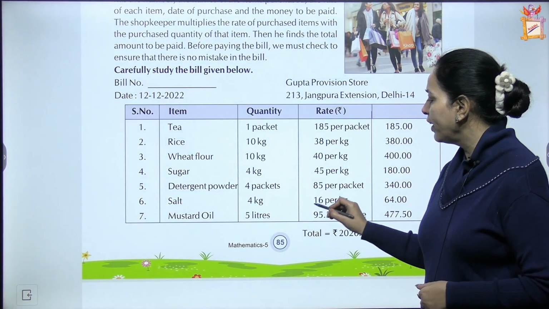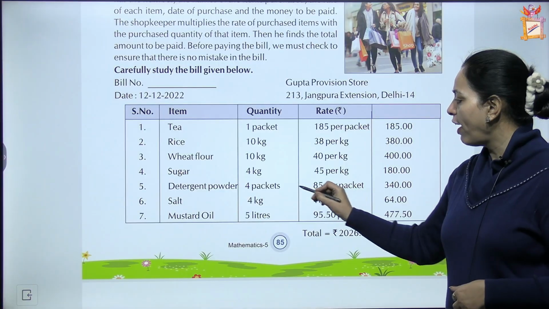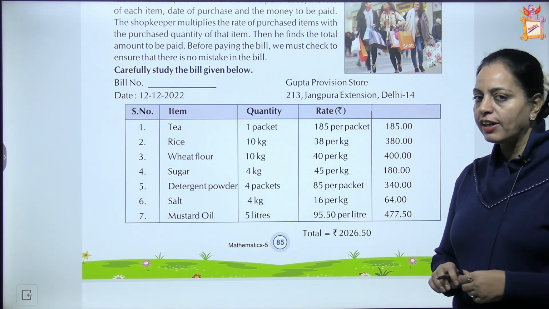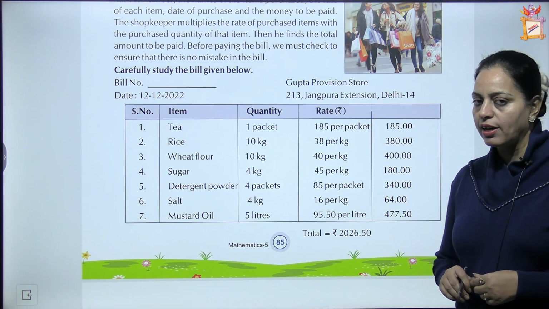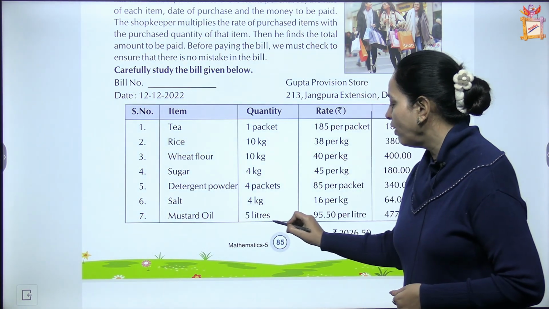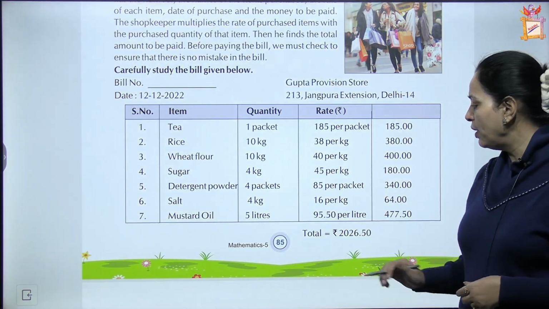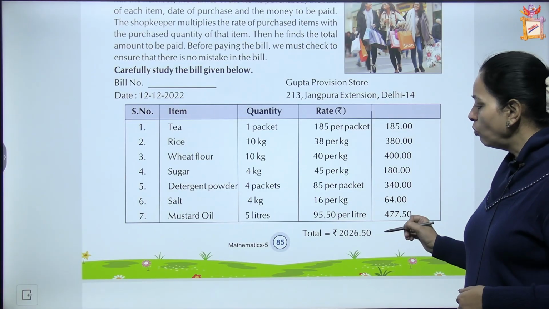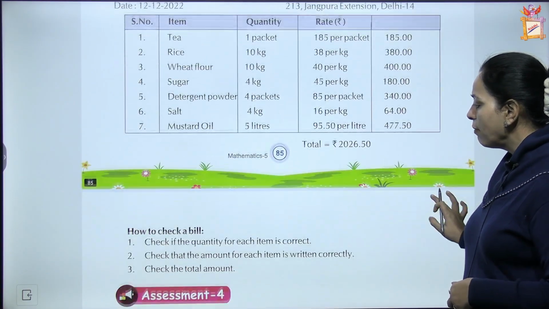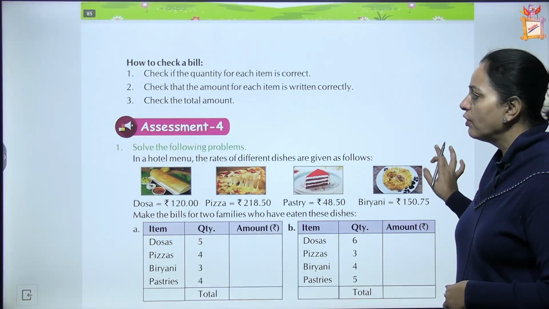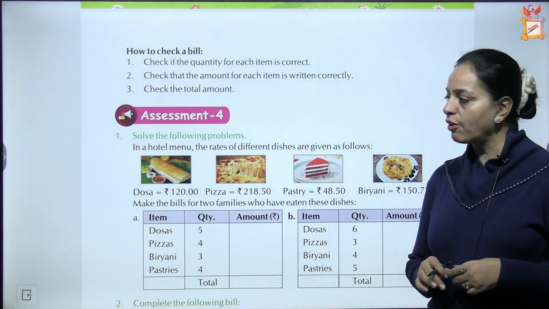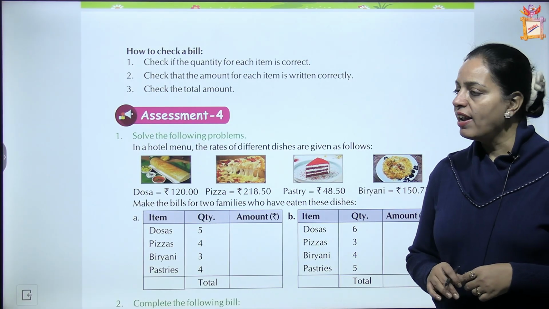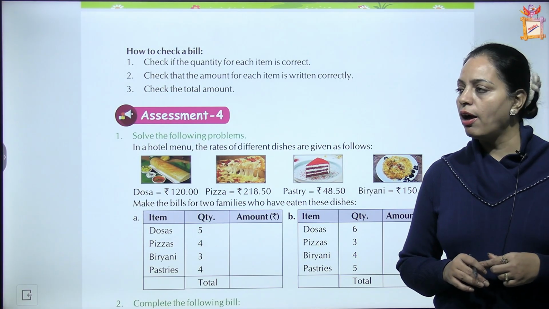Detergent powder 4 packets 85 per packet, so 85 multiplied by 4, 340. Salt 4 kg 16 per kg, so 64 is the money. And mustard oil 5 liter 95 and 50 paise per liter, so total money this much. Now total amount, we can add all these. So this is the bill. So how to check a bill? The first, check if the quantity for each item is correct. The second, check that the amount for each item is written correctly. And the third, check the total amount.